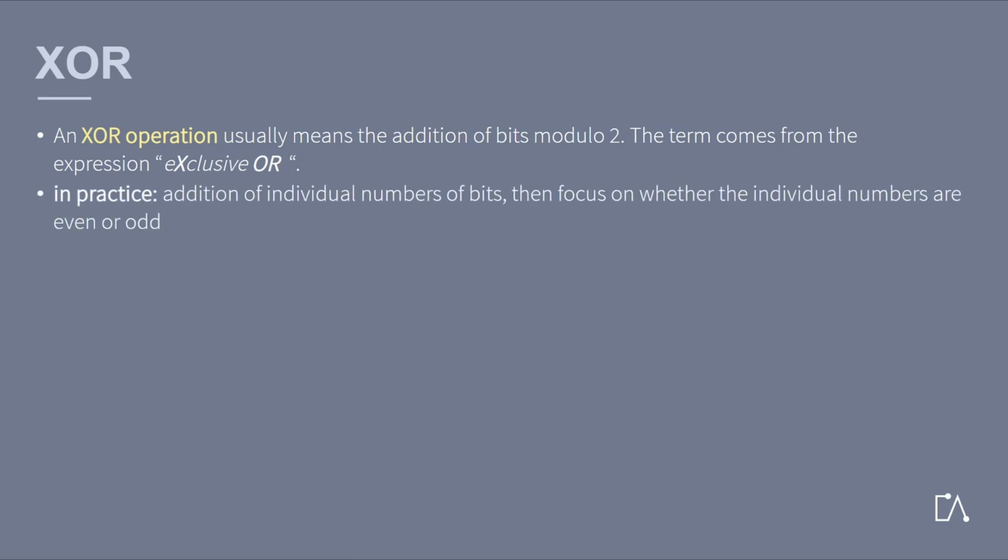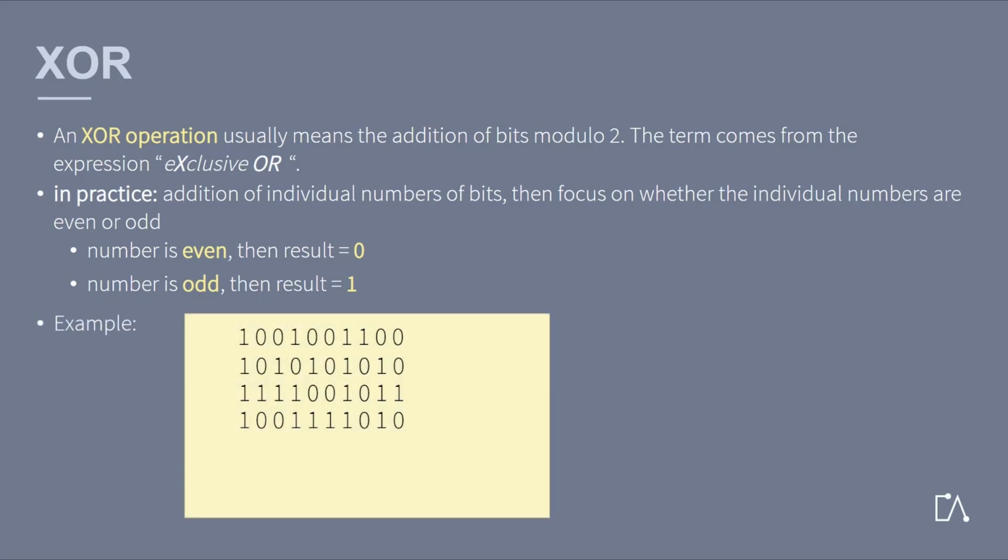If you want to add bits by an XOR operation in practice, you usually do this for each individual number of the bits. This means, adding the respective numbers of the bits using common addition, and then you check whether the individual numbers are even or odd. Is the number even, then you note down a 0. If the number is odd, then you note down a 1. We will illustrate this with an example.